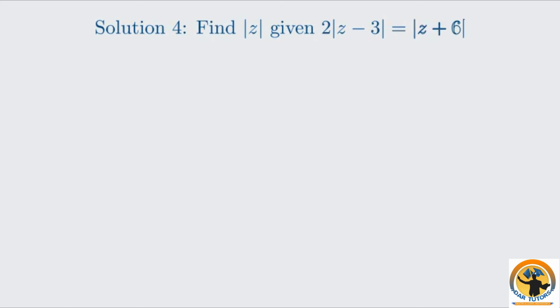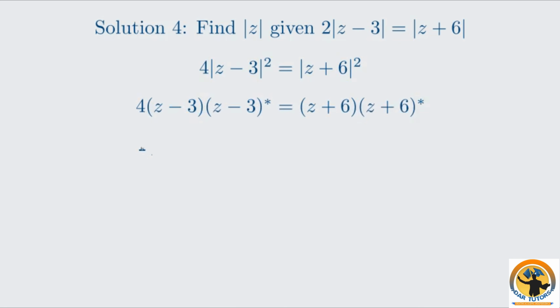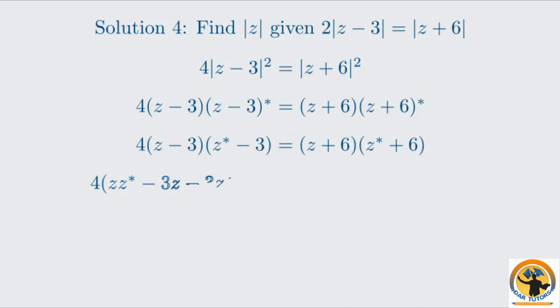Here is the solution to question 4. We need to find the modulus of z given the equation 2 times the modulus of z minus 3 equals the modulus of z plus 6. We square both sides and use the property that the modulus squared is the number times its conjugate. This gives us 4 times the quantity z minus 3 times z star minus 3 equals the quantity z plus 6 times z star plus 6. Expanding both sides gives 4 times zz star minus 3z star plus 9 equals zz star plus 6z plus 6z star plus 36.